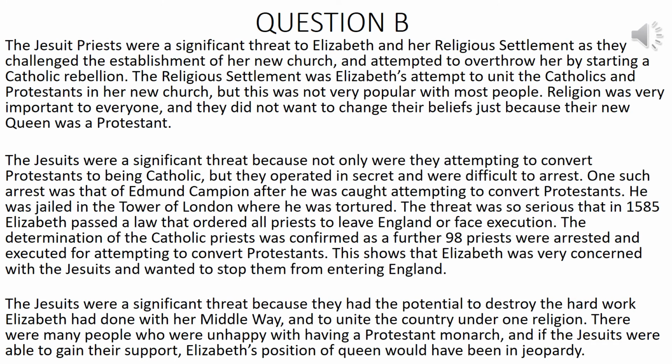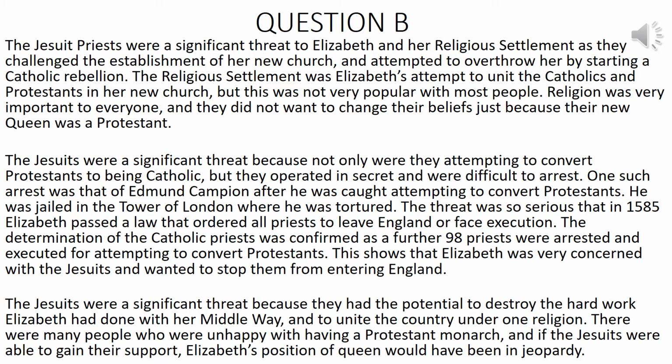The Jesuit priests were a significant threat to Elizabeth and her religious settlement as they challenged the establishment of her new church, and attempted to overthrow her by starting a Catholic rebellion. The religious settlement was Elizabeth's attempt to unite the Catholics and Protestants in her new church, but this was not very popular with most people.